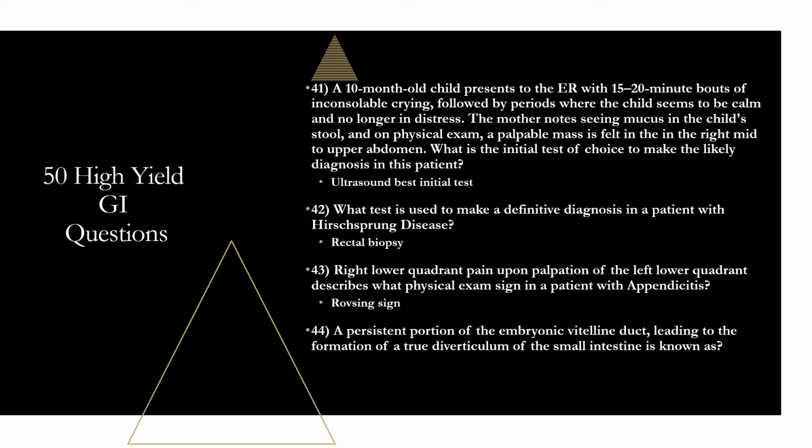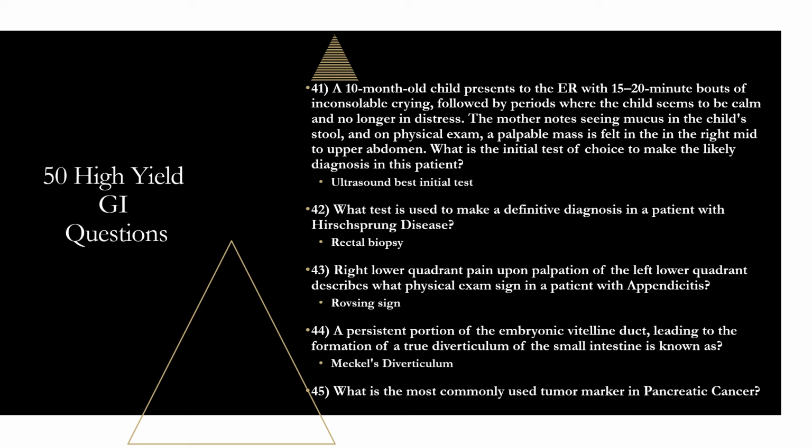Question 44, a persistent portion of embryonic vitelline duct leading to the formation of a true diverticulum of the small intestine is known as. So this is known as a Meckel's diverticulum, and it's the most common congenital malformation of the GI tract. So you should know that as well.